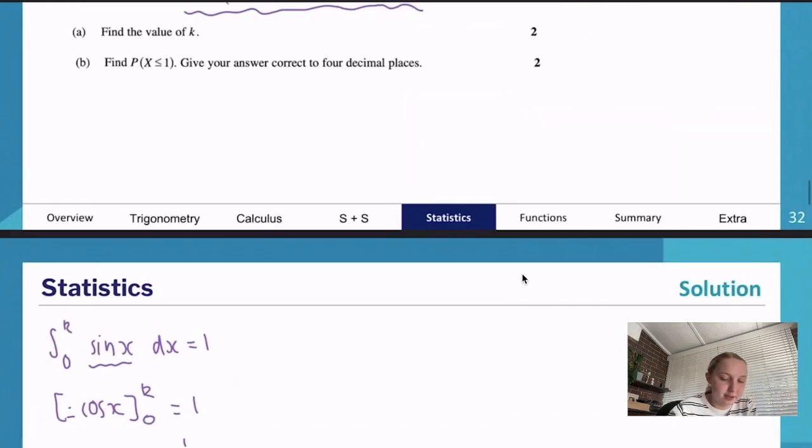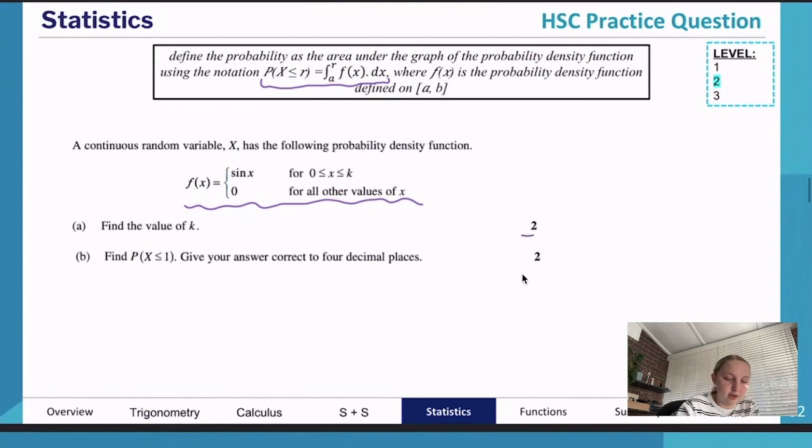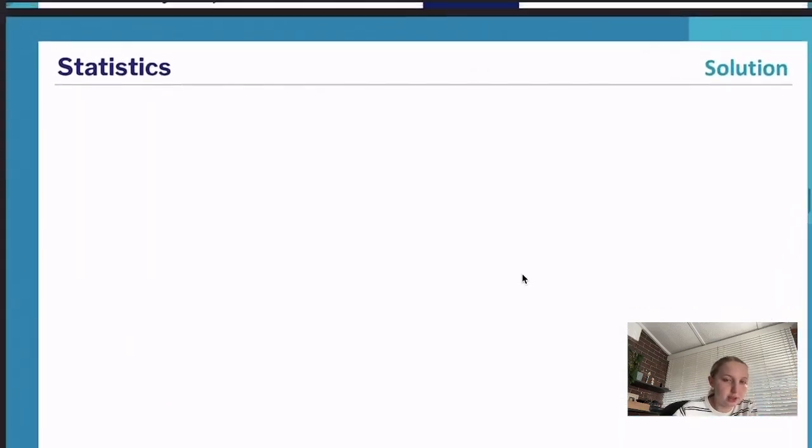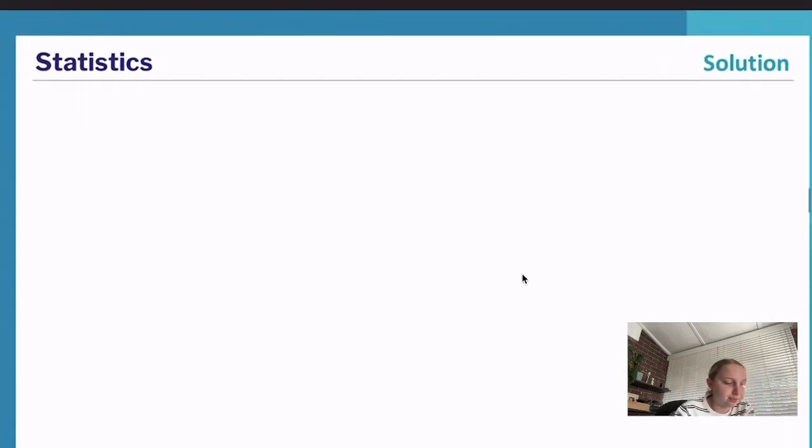Okay, so pretty simple, worth 2 marks, super easy marks to get. Then we want to find the probability that 1 is greater than or equal to x, giving your answer to 4 decimal places. Okay, so this is our indicator. We don't want the exact value. Don't care about the exact value for this one. Okay, again, pretty simple question. Just knowing what to do is the hard part.